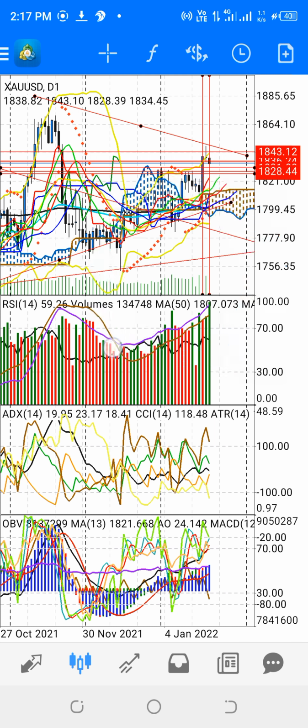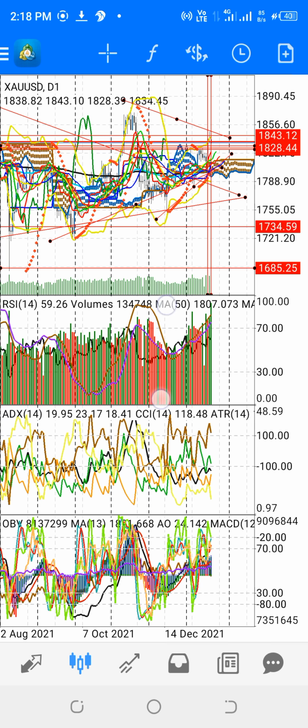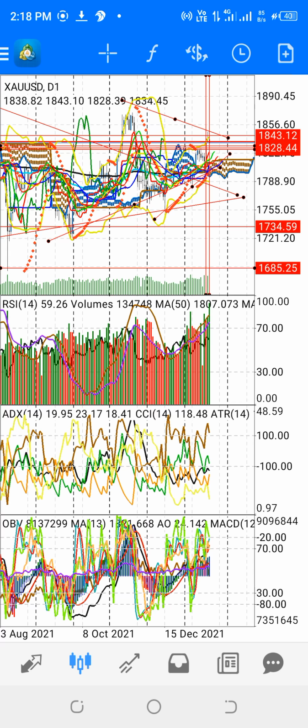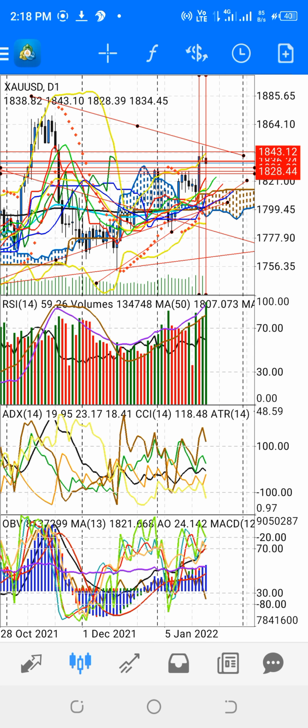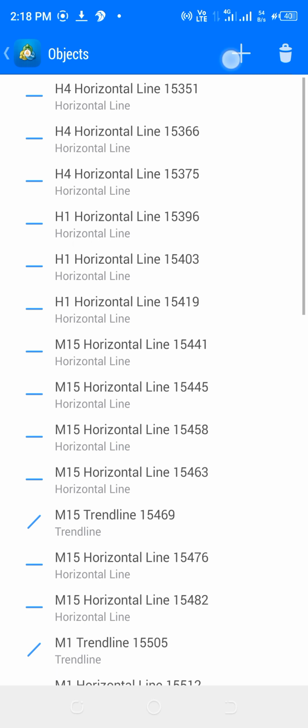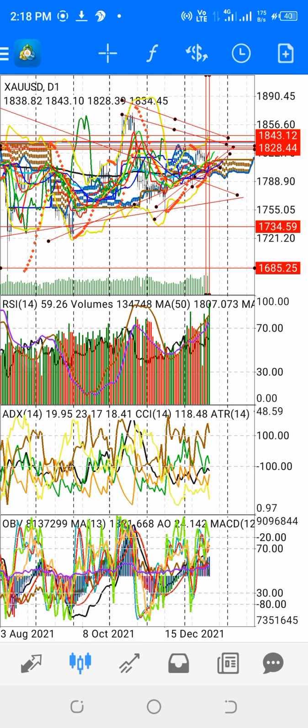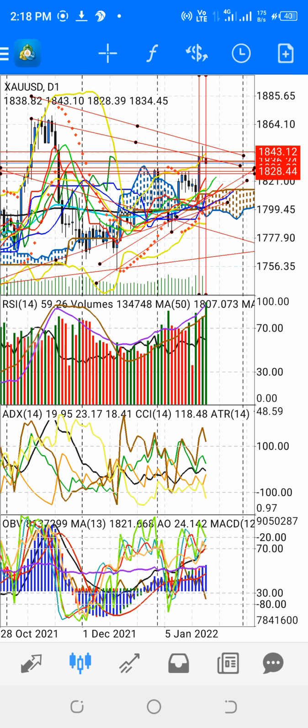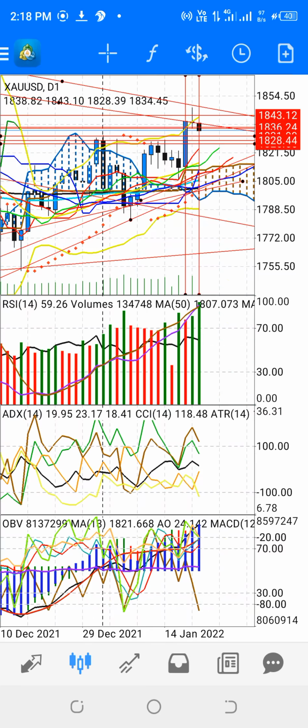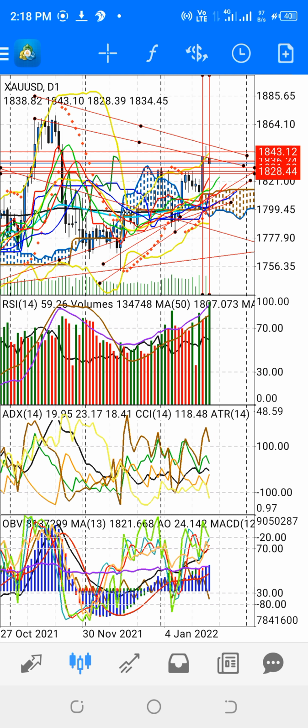Continuously there are higher lows and then lower highs. So this is the current structure of the gold on the daily time frame. This trend line serves as support and the trend line above serves as resistance. So this is the daily of the gold.